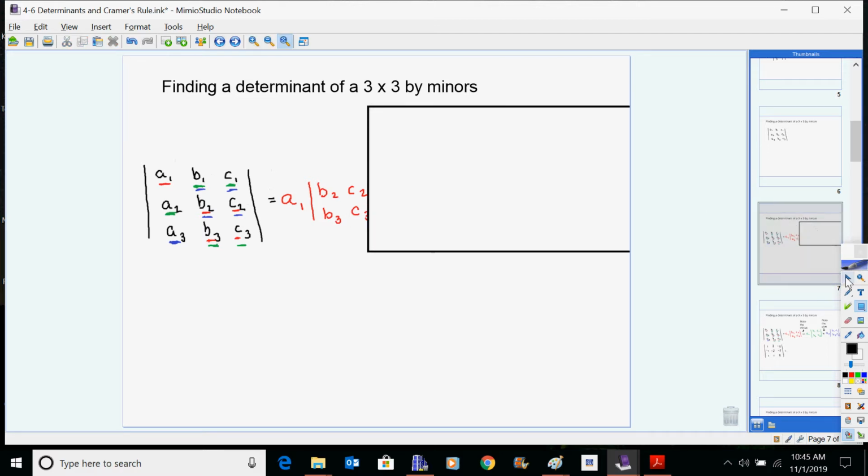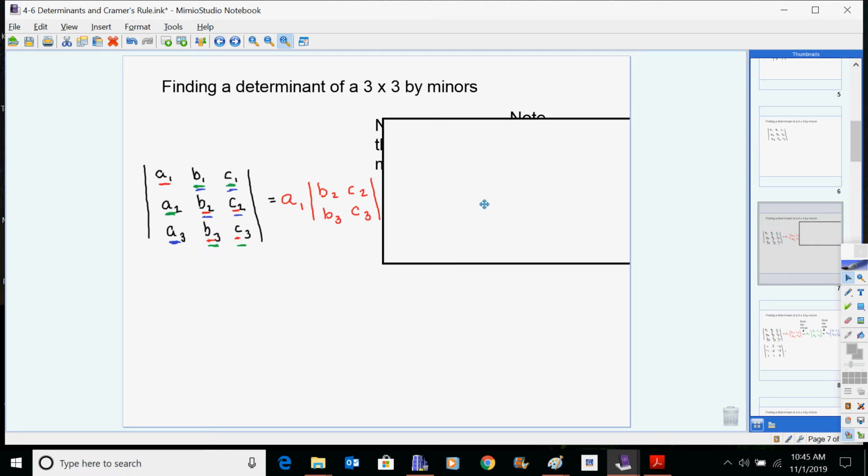So breaking it down by minors, if I want to find the determinant of this, one becomes a scalar, and it's multiplied by this determinant down here in the lower right corner. So this is our first part. And so you have this A1 times B2, C2, B3, C3. So you're taking this here times this little box of numbers right down here.